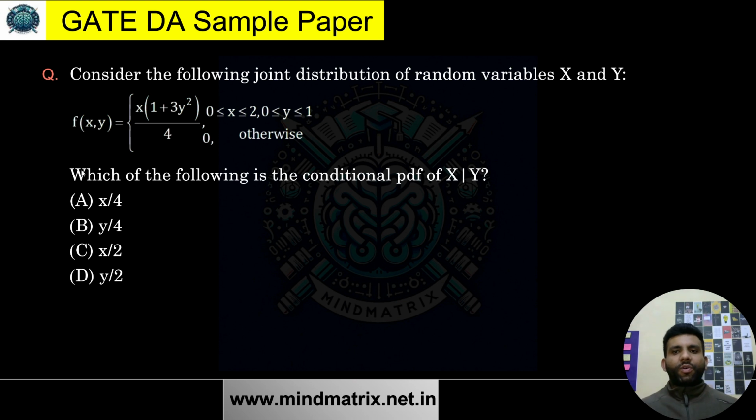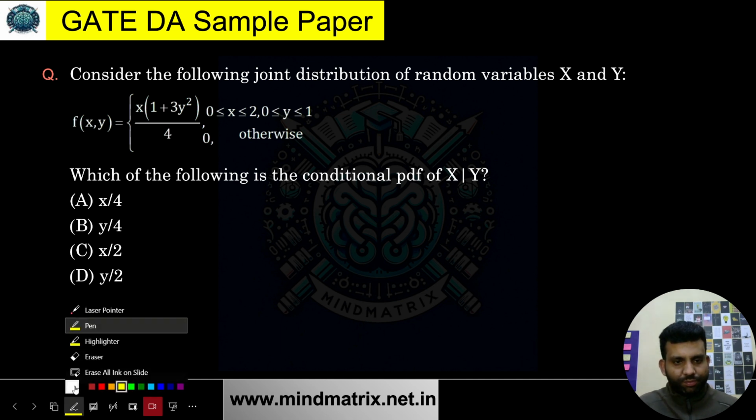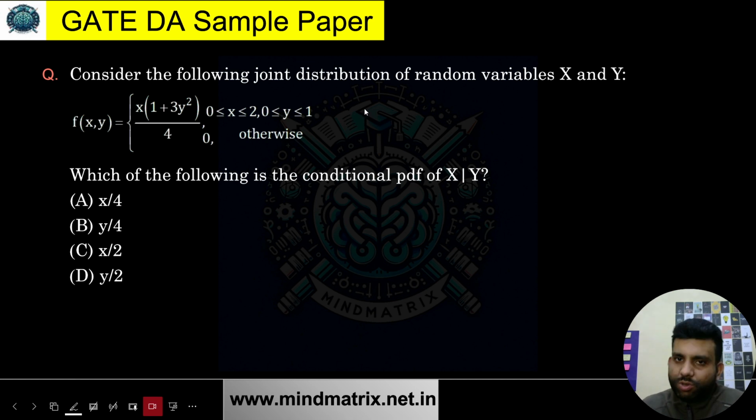Again, a good problem over here. Let's see. I hope you have studied what conditional probability is, and what the conditional PDF, probability density function, is. So let's see this problem. We have a joint distribution of variables x and y, which is given like this. Okay, so how do we write it? Actually, this has to be written like this.